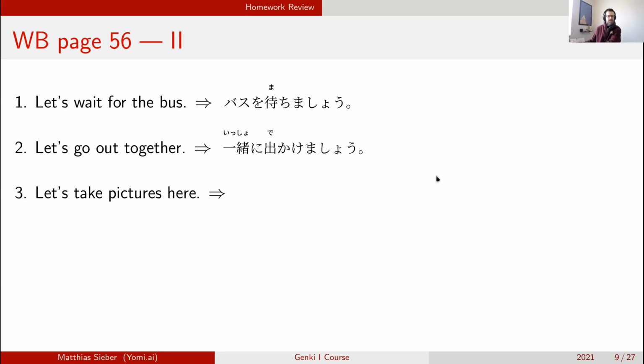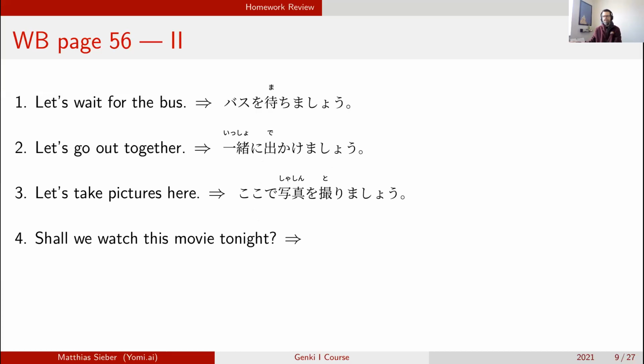Hey, let's take pictures here. ここで、写真を撮りましょう。Perfect. ここで写真を撮りましょう. Very good. Wow. Super good use of the particle de, place of action. Nice. I'm really proud of that one. Yeah, because I almost heard your voice. It's like, blah, blah, de. And I was like, oh, there it is. Very good. 4番.